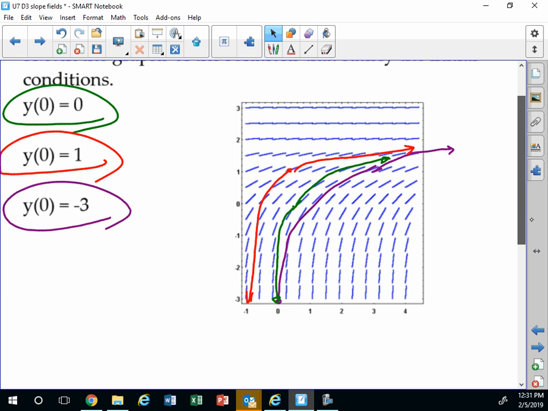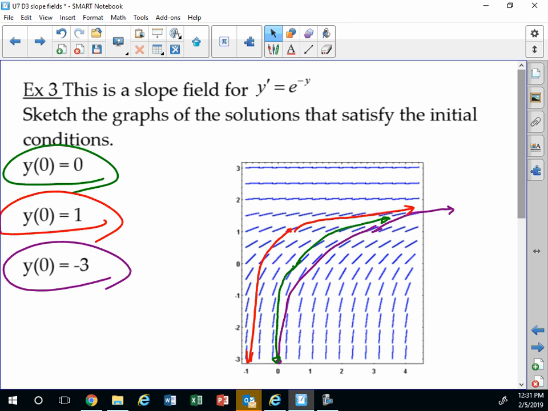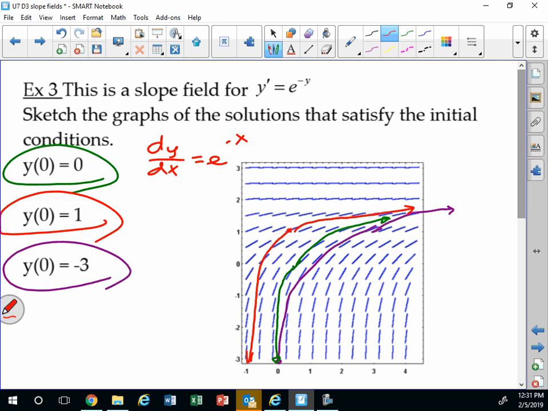Because if you're solving, think about this. This is y prime equals e to the negative y. So you'd have dy/dx equaling e to the negative y. So it's going to be e to the y dy equals dx. When you integrate this, keep in mind you're going to have to take it out of the exponential, put it in log in order to solve for y. That's why these are log graphs.